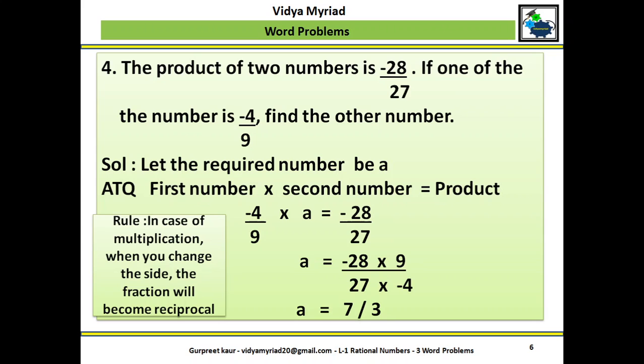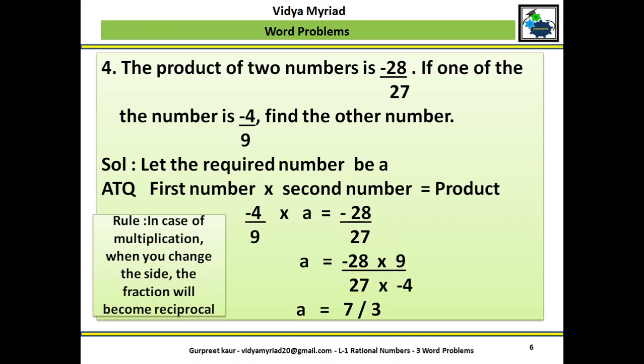When you solve this, you get the answer a is equal to 7 upon 3, because these are easily divisible. 28 and 4 is divisible. 27 and 9 is divisible. Try to reduce it to the lowest term. You will get 7 upon 3. You also have a minus sign in the numerator and a minus sign in the denominator. They both will also get cancelled.